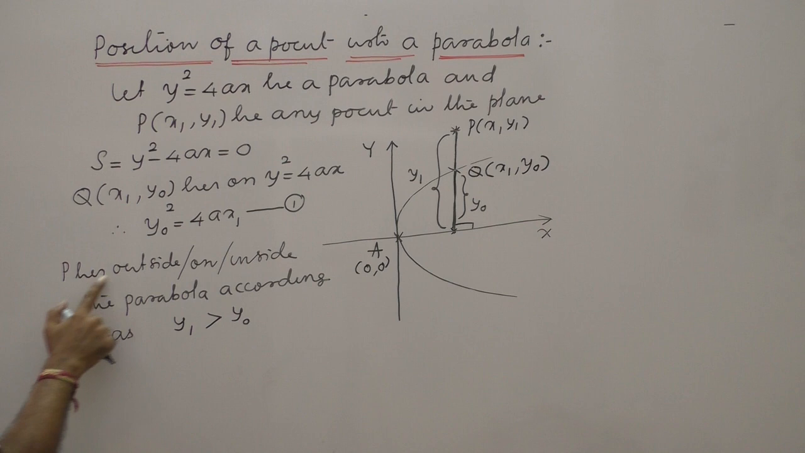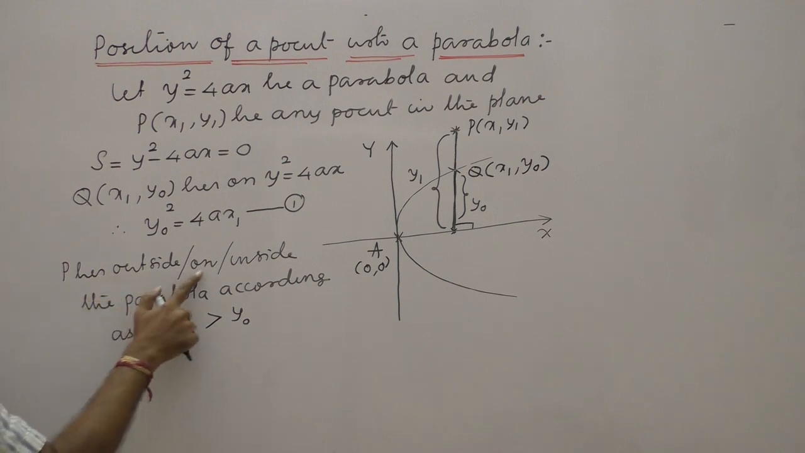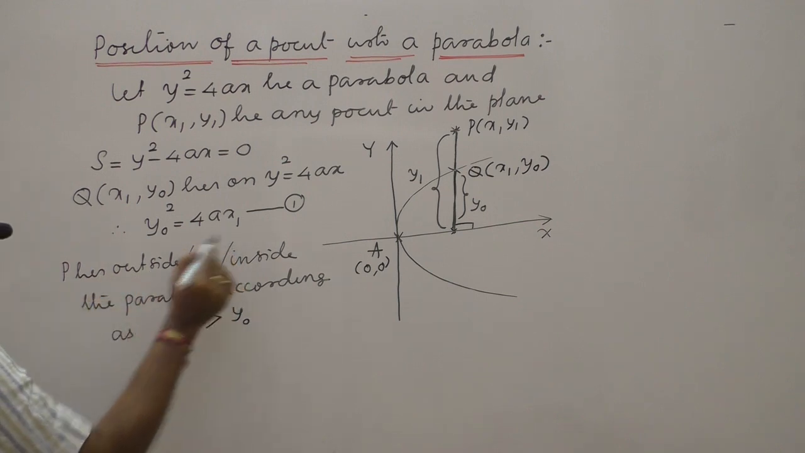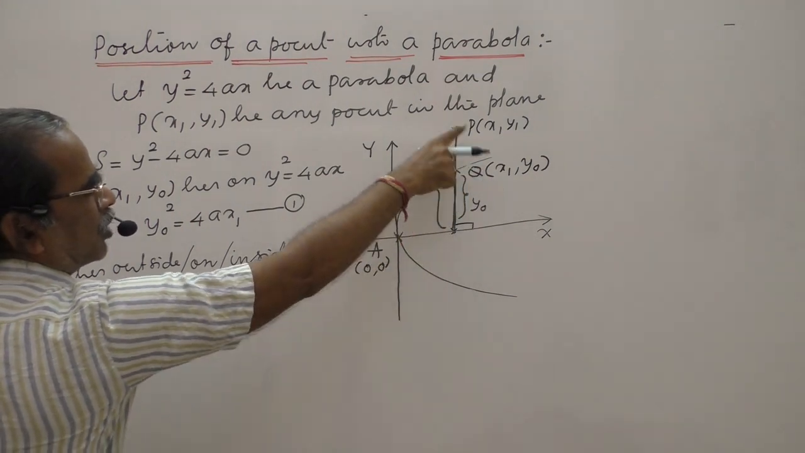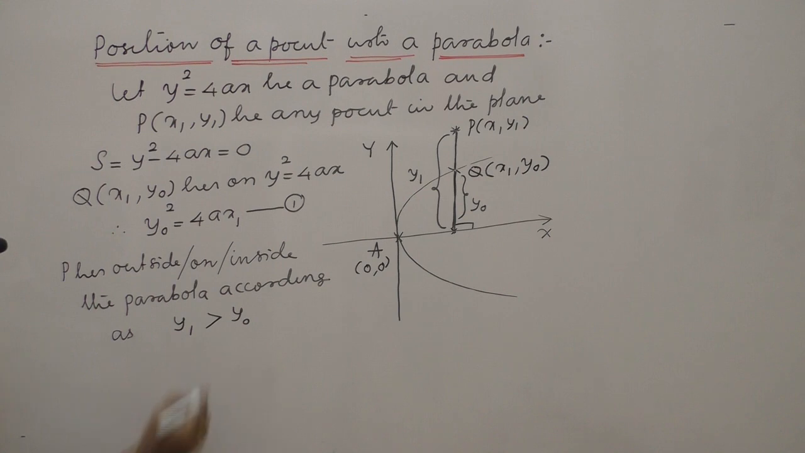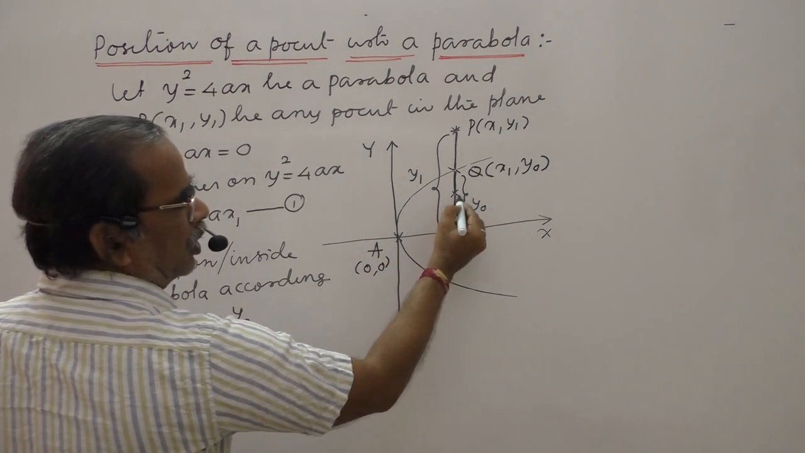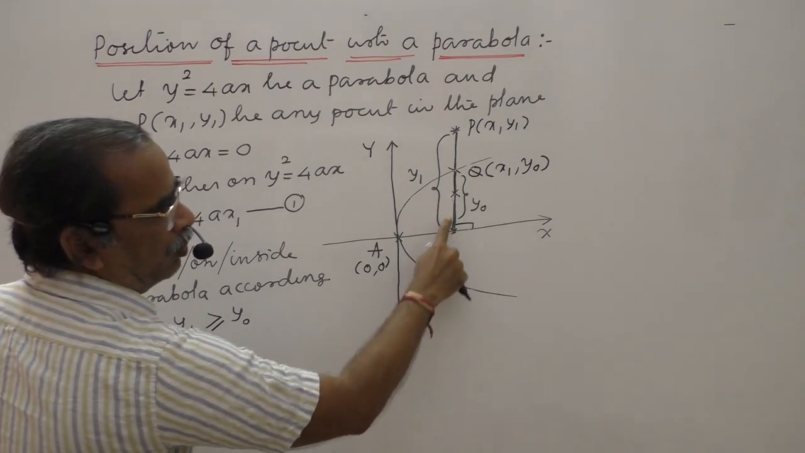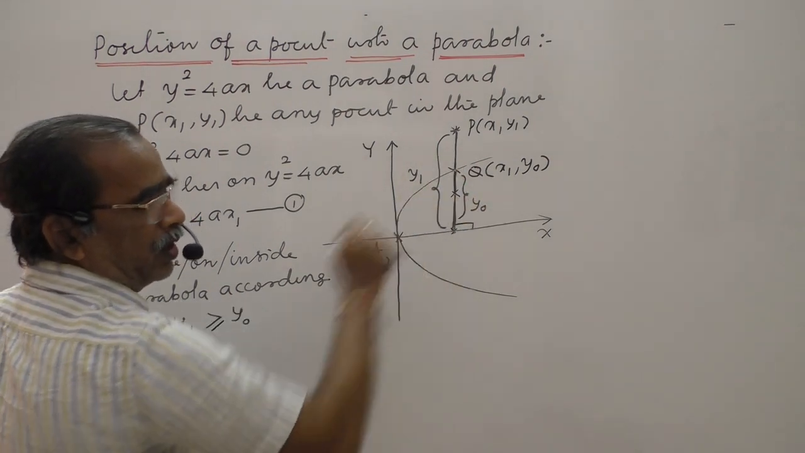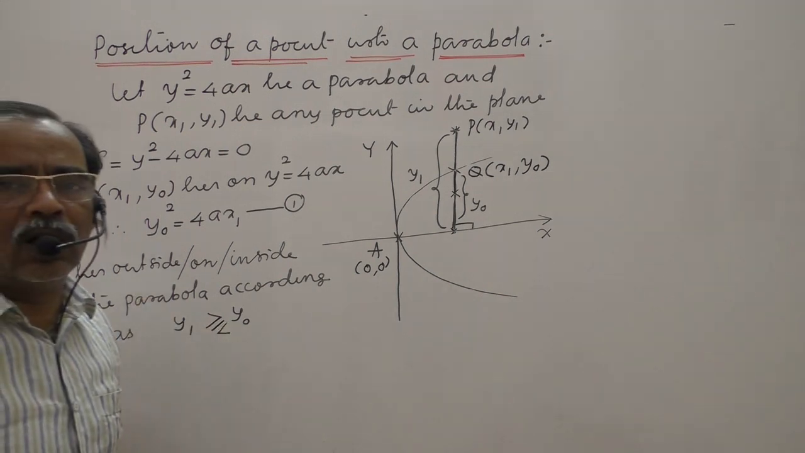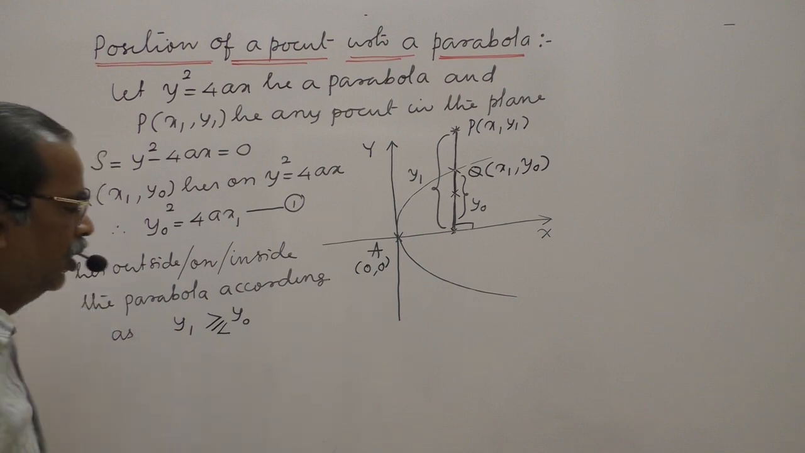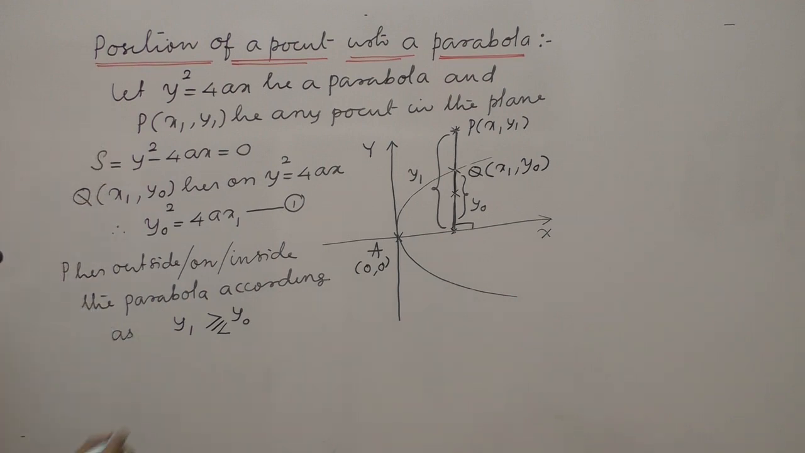So I wrote here that P lies firstly outside, then on, then inside. When P lies on the parabola, at Q₁, the y coordinates of both the points will be the same, therefore they are equal. If P lies inside the parabola, then this will be the y₁ and this is y₀. In this case, y₁ will be less than y₀. These are the conditions. So let us obtain a formula here.